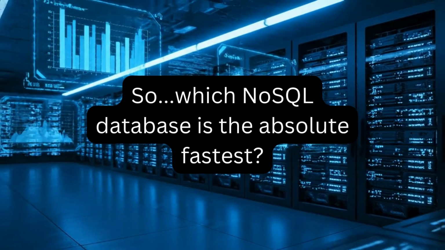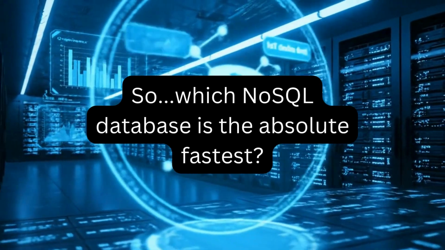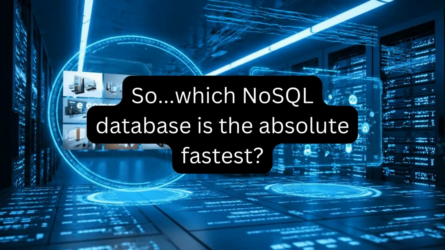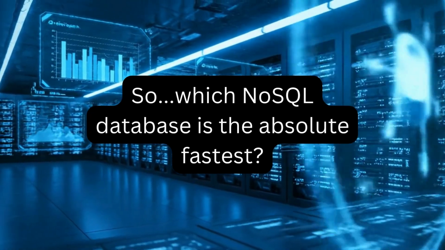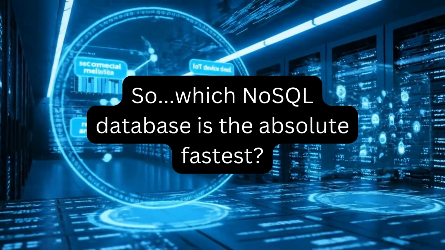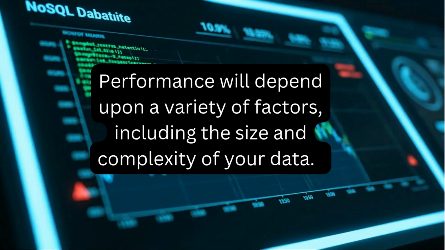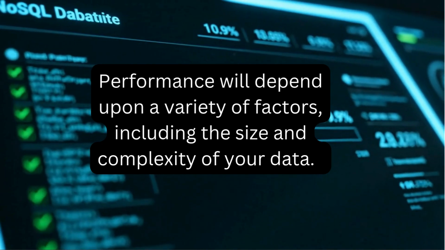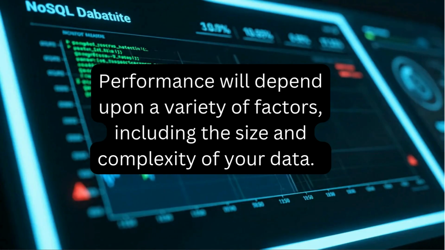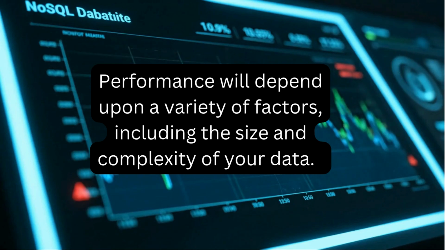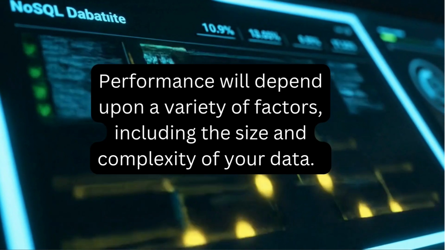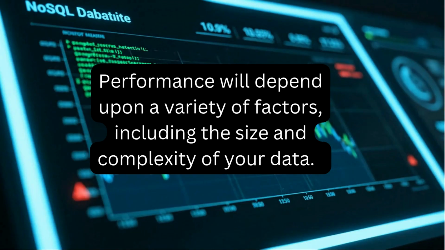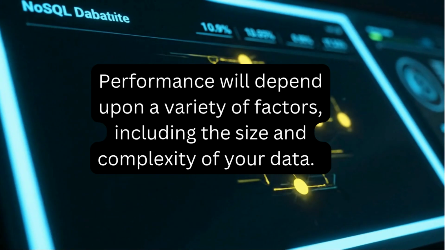This brings us to a question that almost everyone asks when they first start digging into this topic. Which one is it? Which one is the absolute fastest? It's a totally fair question, but the answer is a little more complicated than you might think. And I think the source material here really hits the nail on the head. There's no such thing as the fastest NoSQL database in a vacuum. A database's performance depends entirely on the situation. What kind of data are you working with? How many people are trying to access it at once? What are they trying to do with it? A database that flies for one task might crawl for another.